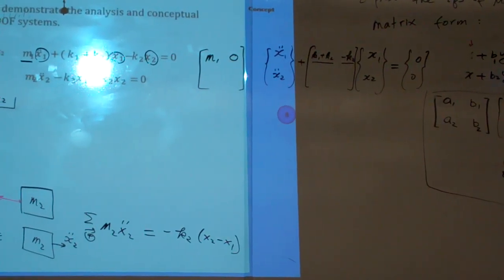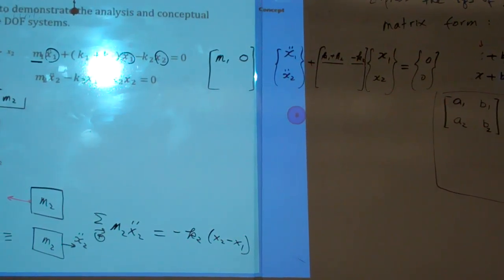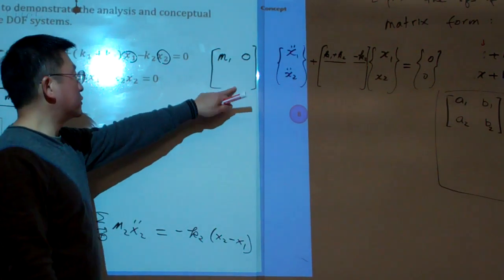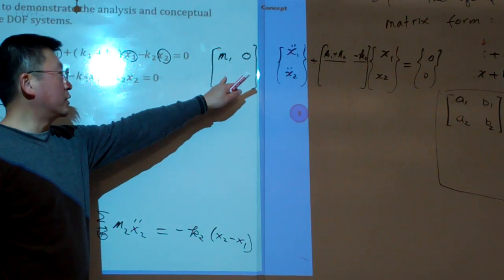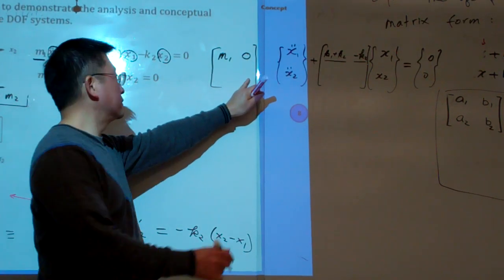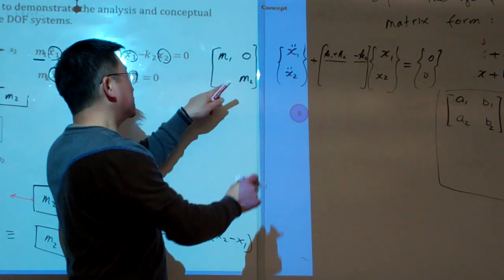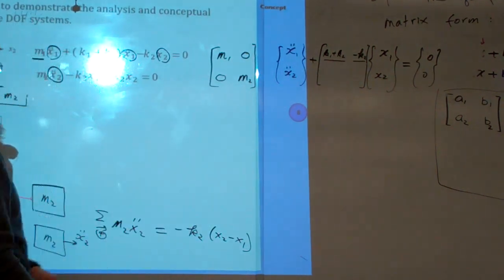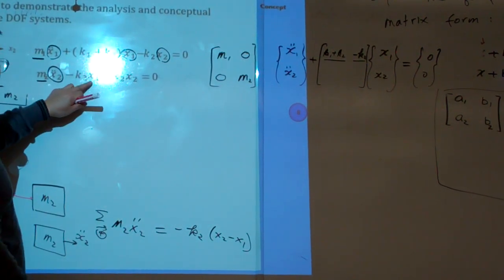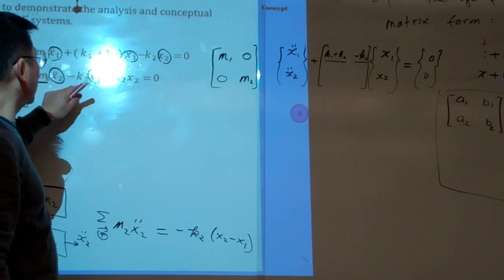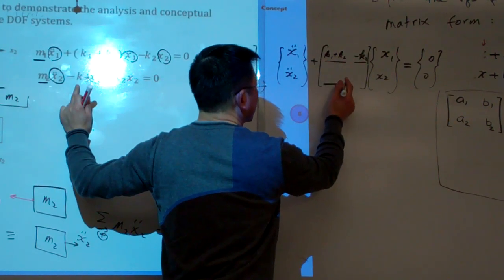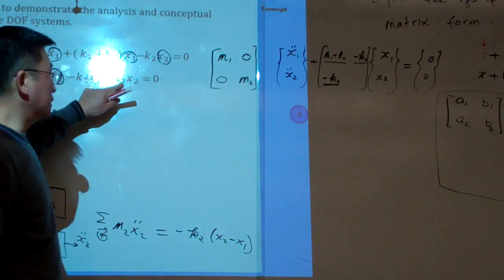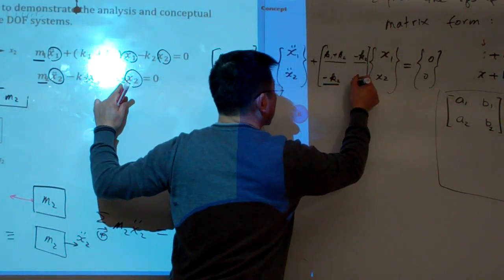You good? Then we can look at the second equation. The first term is m2 multiplied by x2 double dot. Tell me where is m2? Left or right? Right. So here is m2. And how about this number here? 0. So we dealt with this one already. Then we look at this one, something multiplied with x1. This number multiplied with x1 is minus k2. And then this one multiplied with x2 is here.